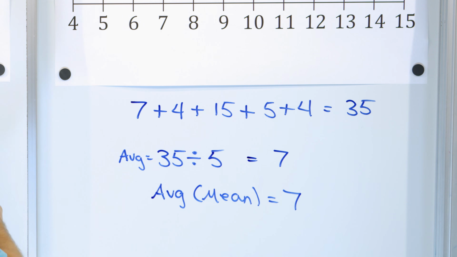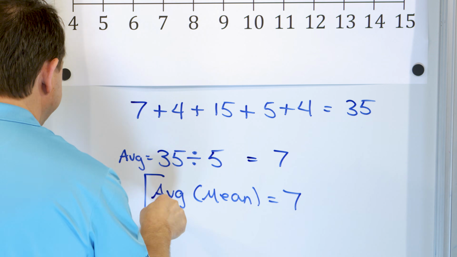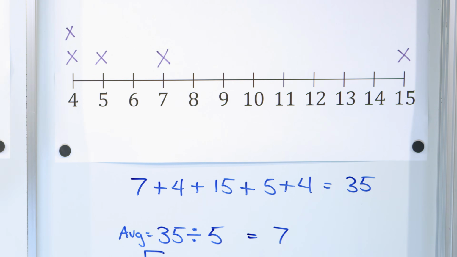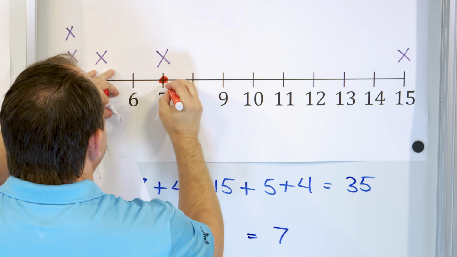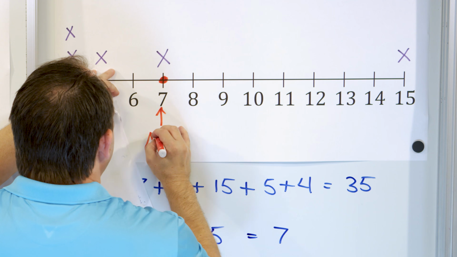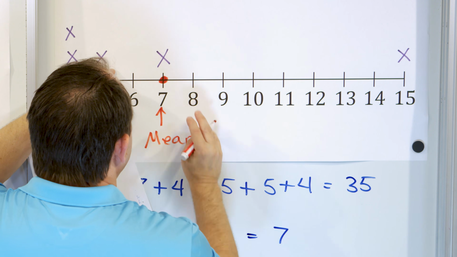7. So let's see where this thing falls. I guess I'll circle this guy. Let's see where it falls. 7 is right here. And so I'm going to put a dot right here. I'm going to put an arrow, and I'm going to write down that this is the mean, right?